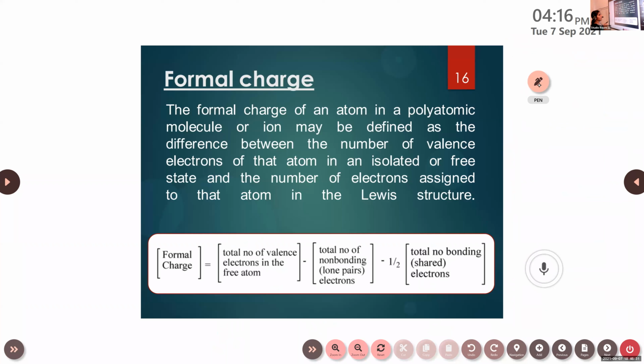The formal charge of an atom in a polyatomic molecule or ion may be defined as the difference between the number of valence electrons of that atom in an isolated or free state and the number of electrons assigned to that atom in the Lewis structure. So this is the equation to find out the formal charge of each atom present in a molecule. What's the meaning of polyatomic molecule or ion? That means the molecule with different atoms.